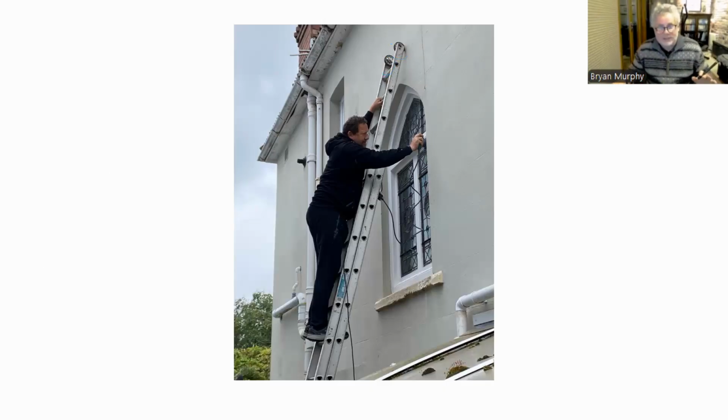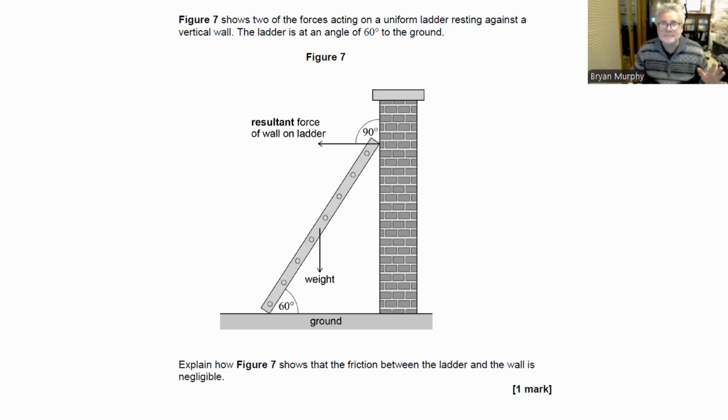Now, in an exam question, which looks like that, that is important because of that angle there. Now, if the resultant force is at 90 degrees to the wall, that means that there is no component of the resultant in the vertical direction, which means that there is no friction between the wall and the ladder.